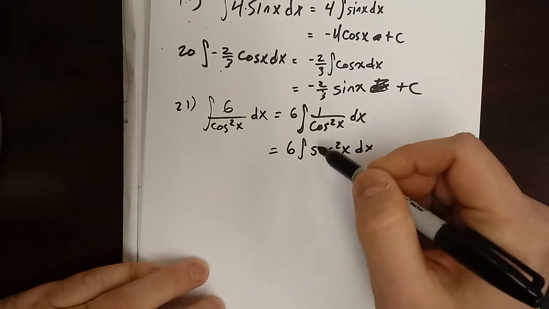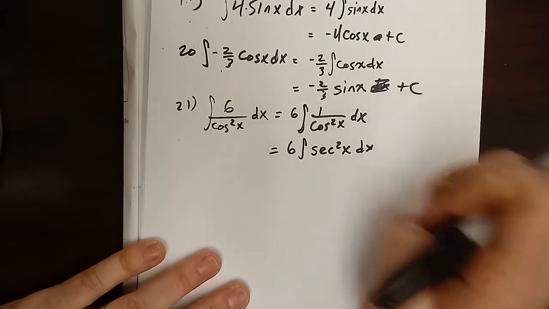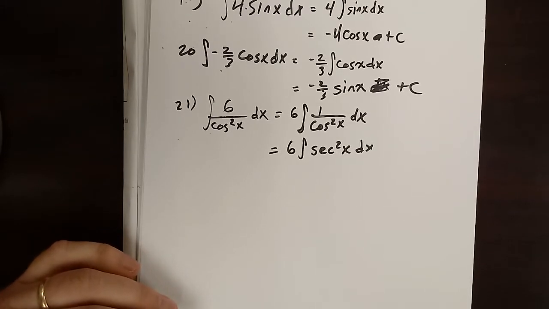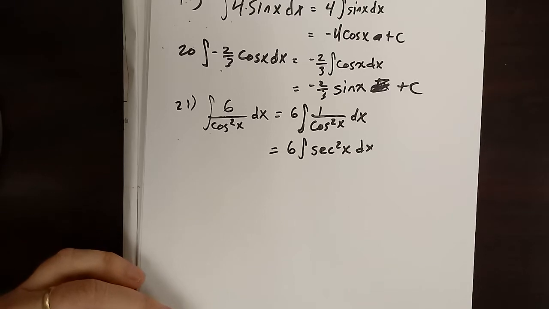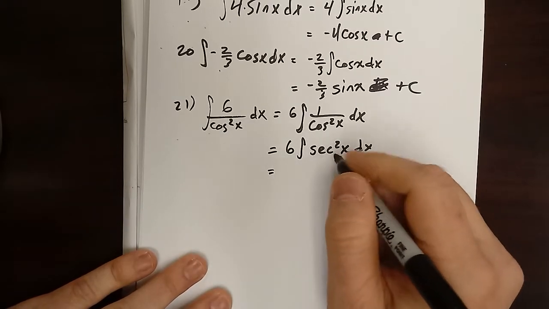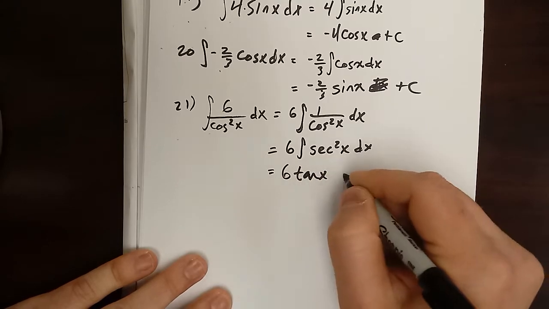Remember that reciprocals never start with the same letter. Derivatives never start with the same letter either. That's a helpful memory device. So we're here, and I took the derivative of tangent to get that. So it's 6 tangent x plus c.